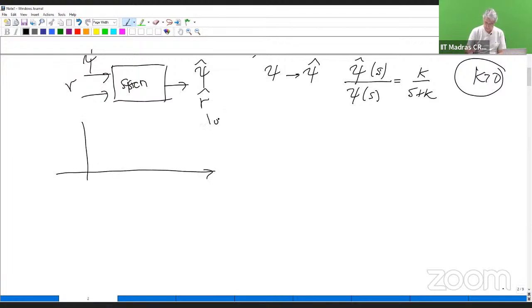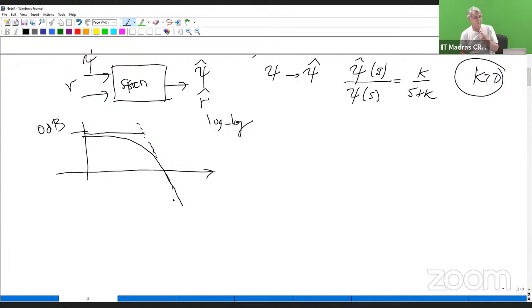So log, log, log, log. At frequency 0, you get the gain of 1, so you get 0 dB. And then you get something like this, and then you get an asymptote, and then you get something like this.